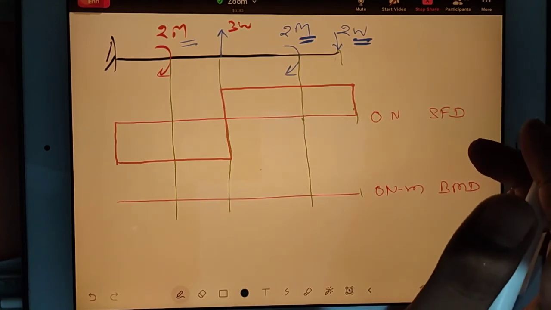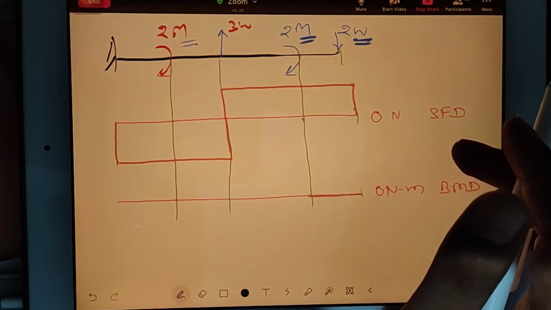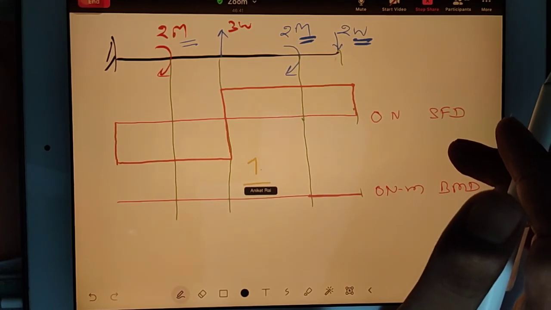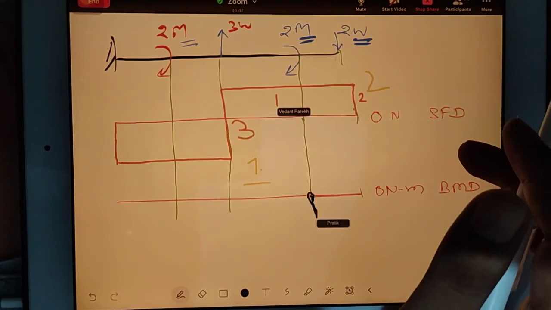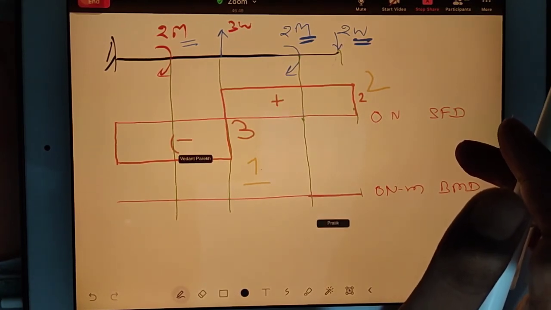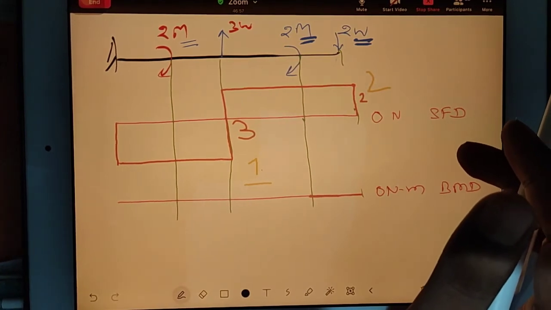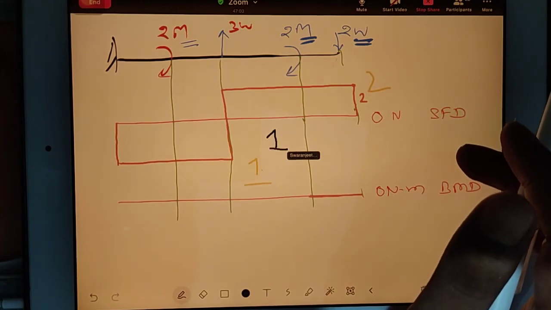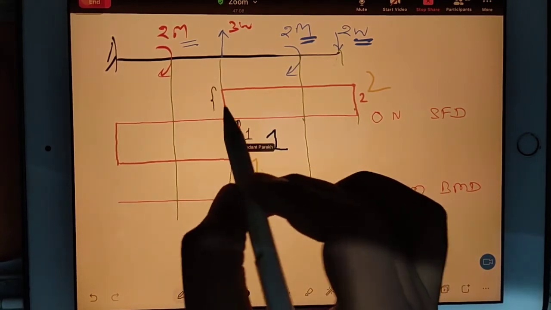Yes, Vedant, your SFD is absolutely correct. Can you label the diagram, the height and so on? Very good. Correct. No, Vedant, one mistake. Aniket, you are right. Yes, this bottom length is 1 because 2 is already here.